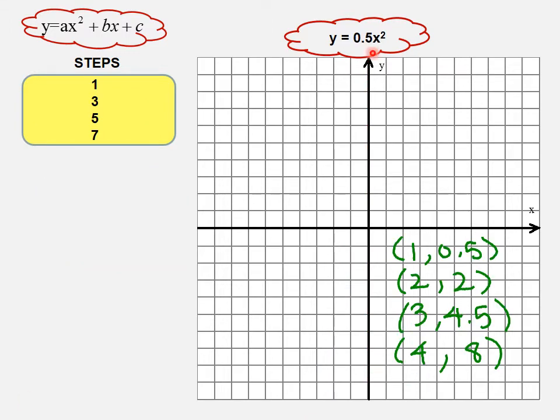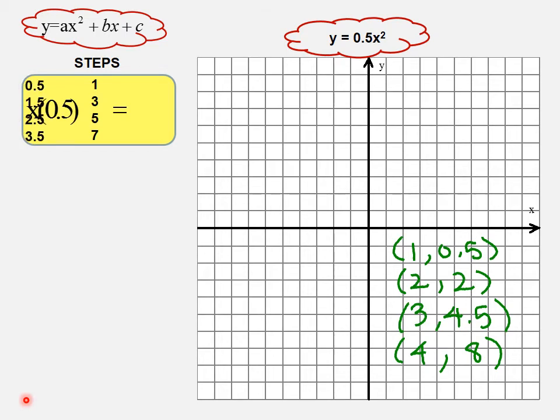Okay, what if I had half x squared, or 0.5x squared? I've changed it to a decimal. How could I draw that using the shortcut without having to go through the long process of using a table? Well, what we mentioned on the last slide is whatever a is, if I multiply my steps by that, I can figure out what the new steps are. So let's take our steps and multiply them. This is a times, not an x, times 0.5. So what's 1 times 0.5? And 3 times 0.5, 5 times 0.5, and 7 times 0.5.